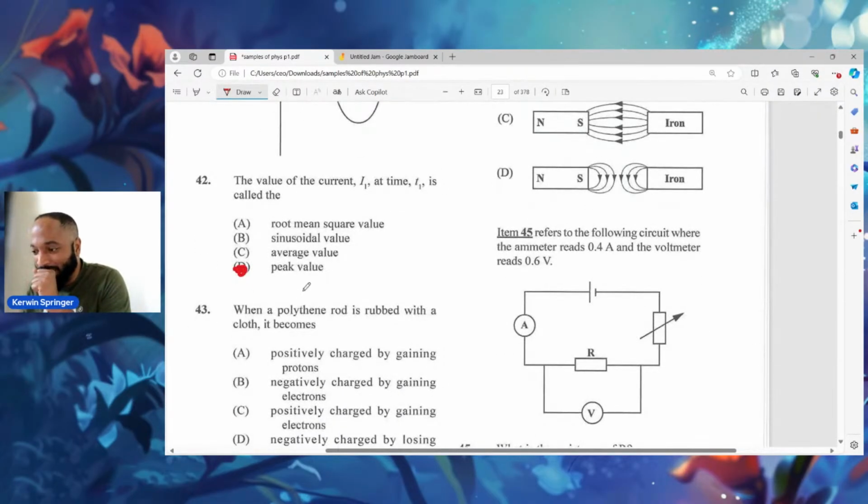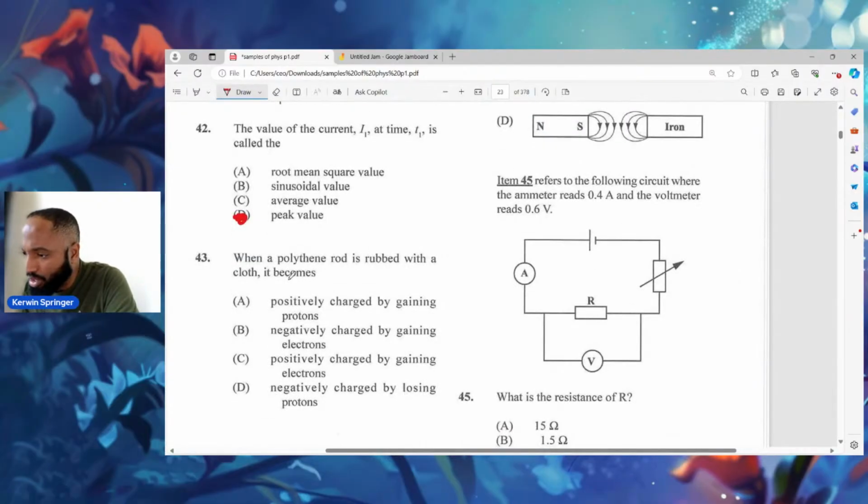When a polythene rod is rubbed with a cloth, it becomes charged. What is happening with polythene? It is getting negatively charged by gaining electrons, not by losing protons. B.